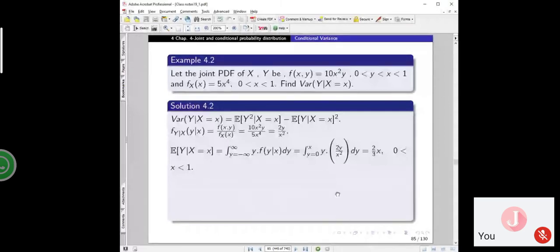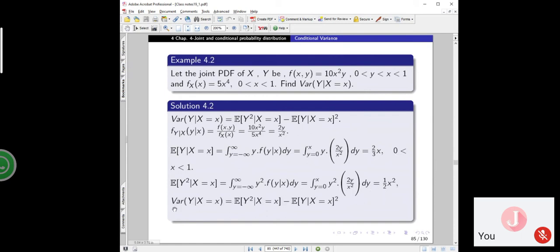And then just substitute the value. Be very careful. Your y is less than x, so the value of y must be from 0 to x. Y multiplied by the conditional density, the answer will be 2/3 x. Now you need to find the expected value of y square given x. Same way, change the y here to y square. The rest are all the same. Answer is half x square.